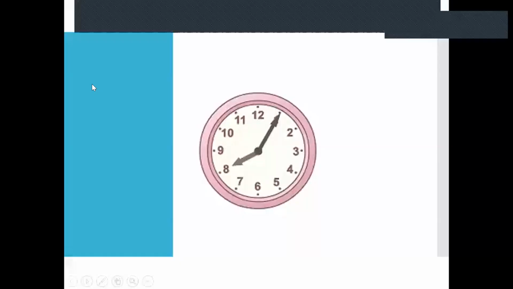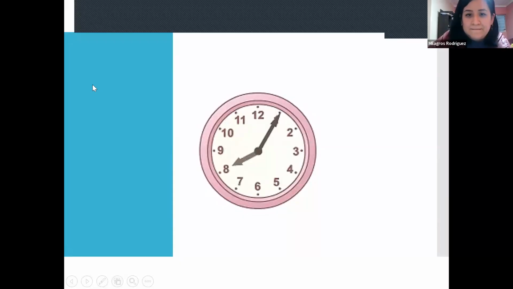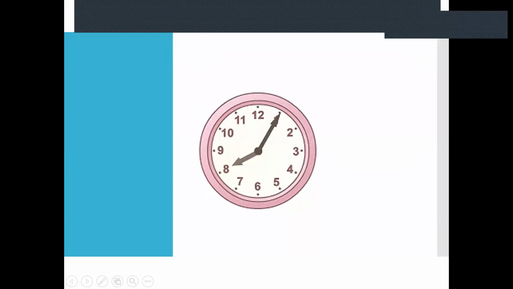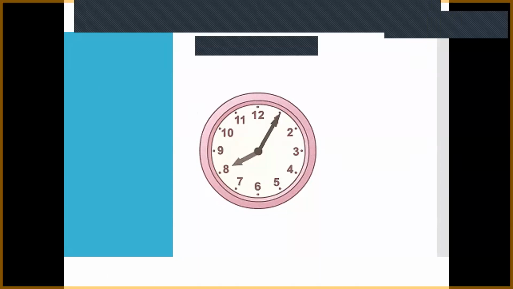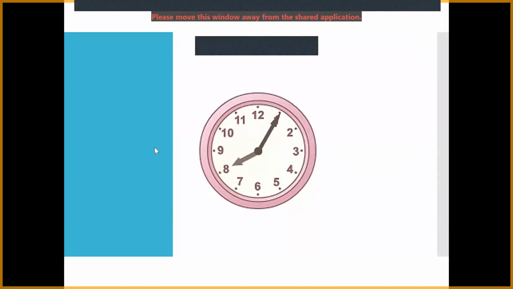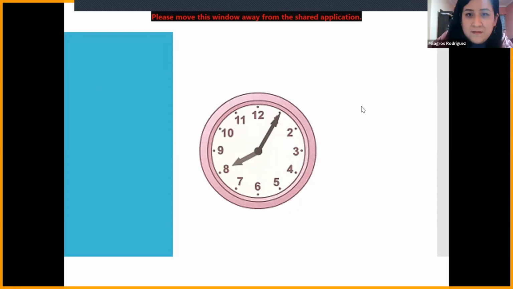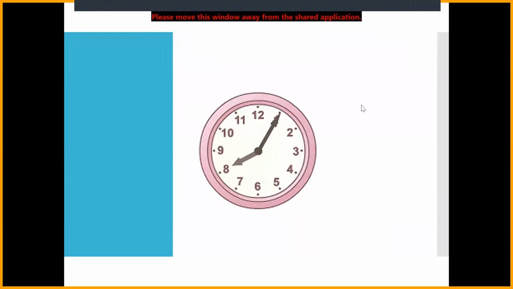Where's your screen? You don't see my screen? No. Now? Yes. Okay. So, give me a second. Please move this window away from the share.